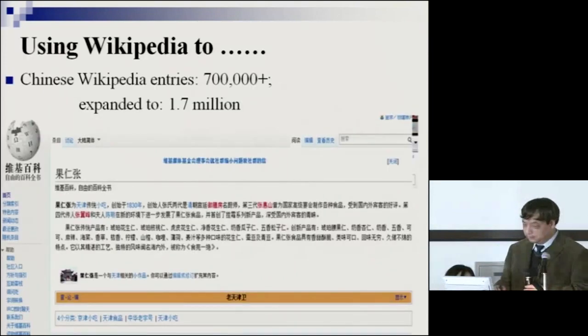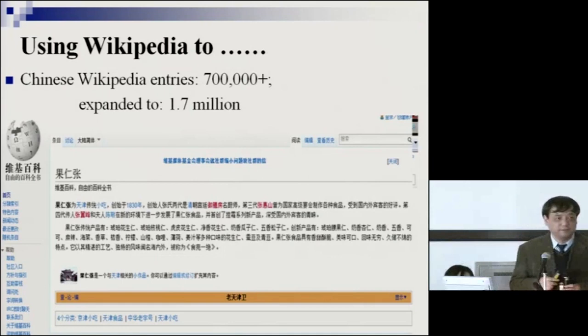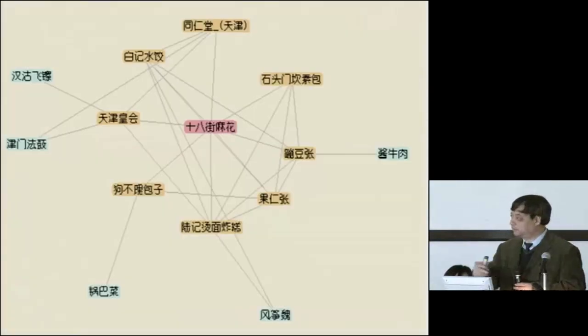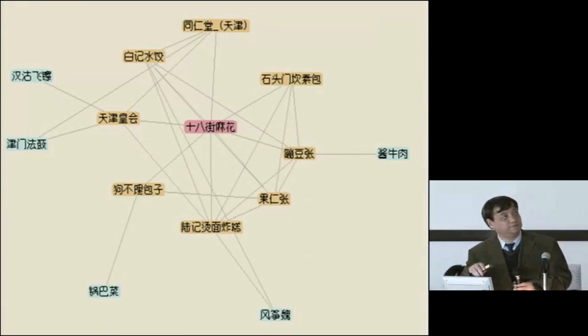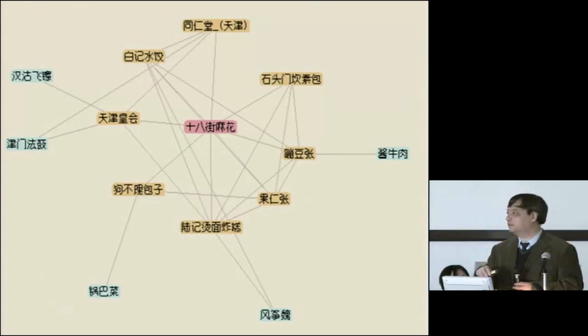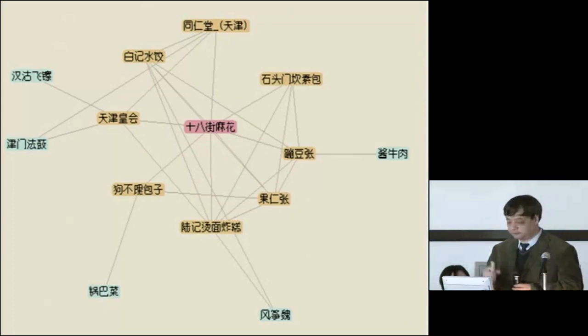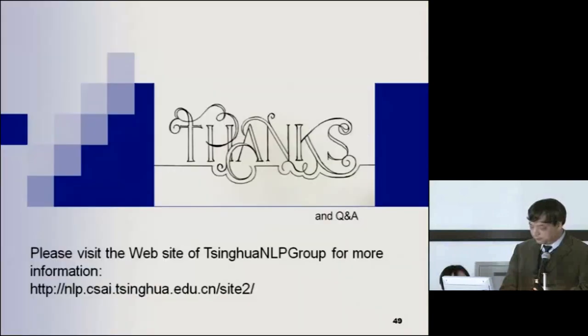For example, we found Wikipedia is a very useful resource for doing lexical studies for Chinese. We are trying a lot of things based on Chinese Wikipedia. For example, this algorithm can find relationships between terms, with the similarity computed totally based on Wikipedia articles. We have a lot of things to be done in the future. Thank you.